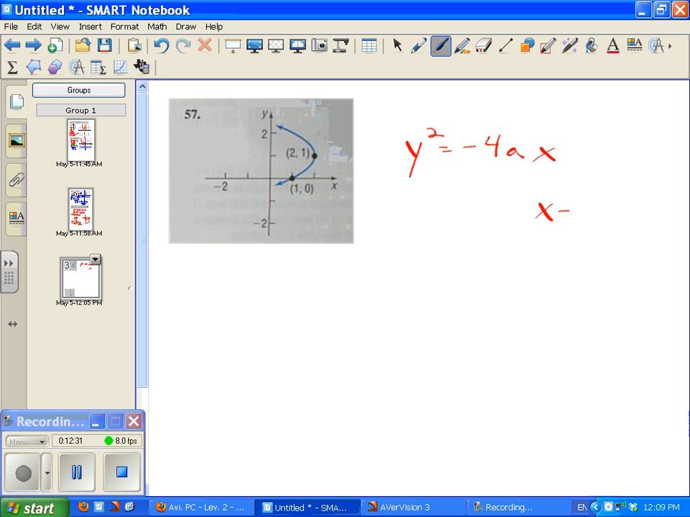How far did it get shifted? 2. And a y minus k, how much did it get shifted? Okay, so the only thing I have left, this would be a perfectly good answer, but I need an a. So how am I going to find that? Plug in that point, 1, 0. Plug it in.